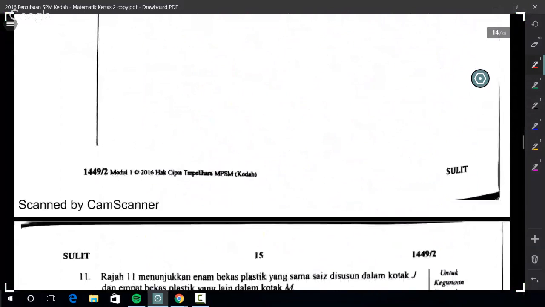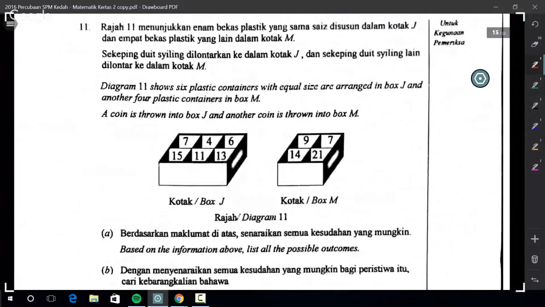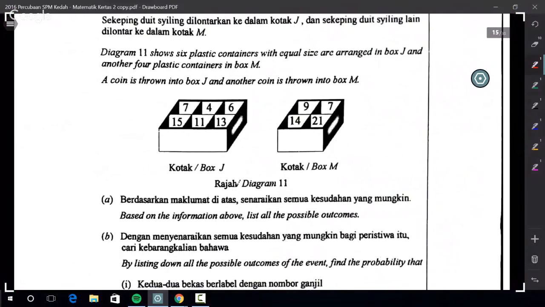Okay, so let me move on to 11. Okay, probability. I guess most of you do not like probability. But this probability is not that hard, not that difficult. Okay, let's have a look. Let's have a look together.